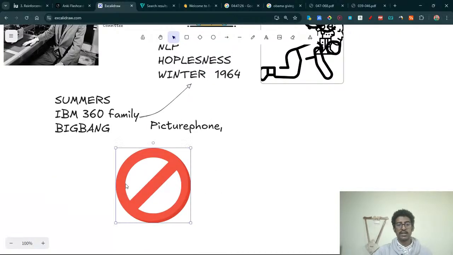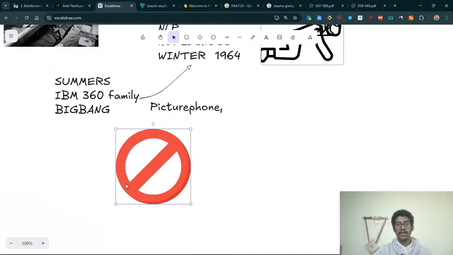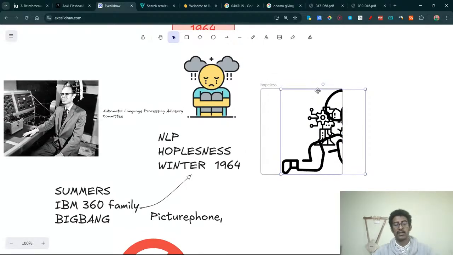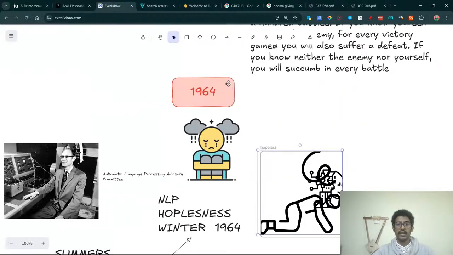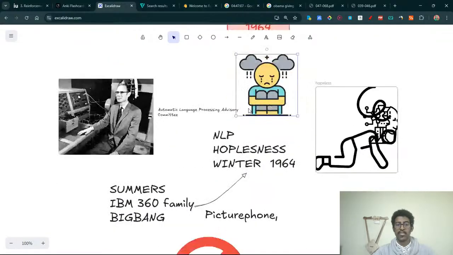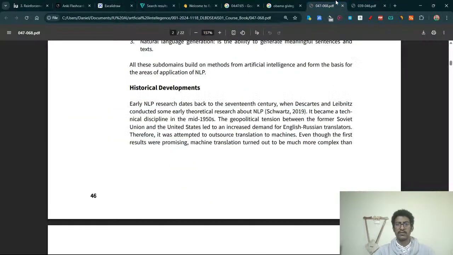So they abandoned the project, and then this is the hopeless person and AI hopelessness. It shows AI hopelessness. This one cries: AI winter. As you can see, there's rain, and yeah. So we can also refer here.